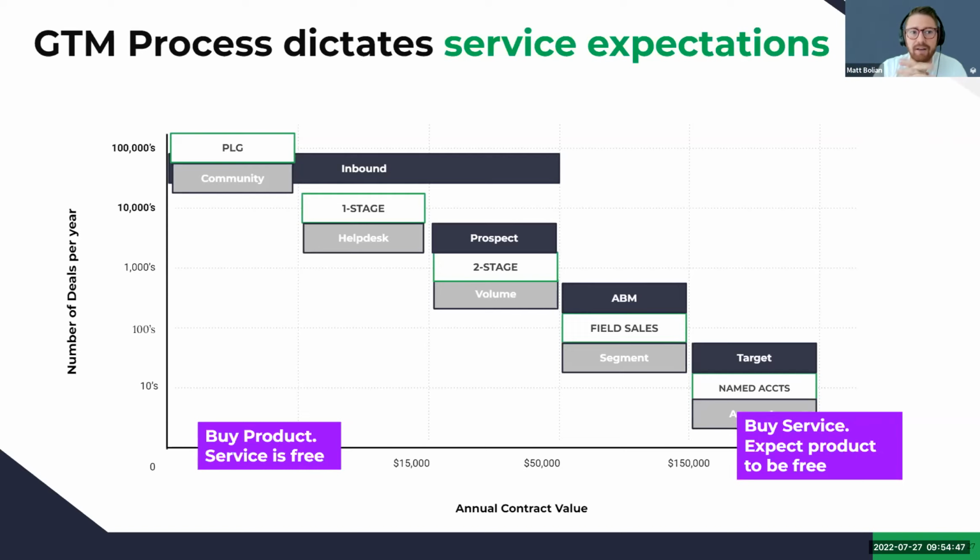I predict HubSpot is going to take larger and larger market share from Salesforce. And it's one of the reasons I bet on it. I mean, I have a business that's built on doing HubSpot. So yeah, I firmly believe that.